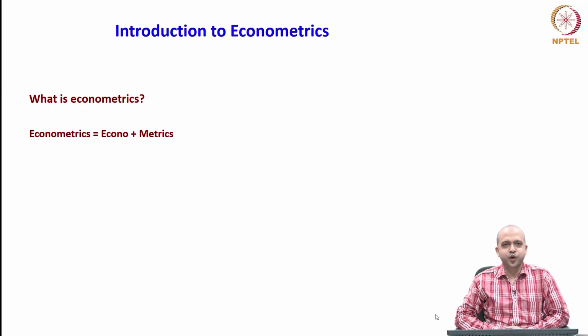So, welcome to our discussion of econometrics once again. In our previous class, we were discussing what econometrics is, and we said that econometrics is basically an application of mathematical and statistical tools to analyze economic data for the purpose of measuring the empirical validity of economic theory, right? Empirical validity of economic theory.